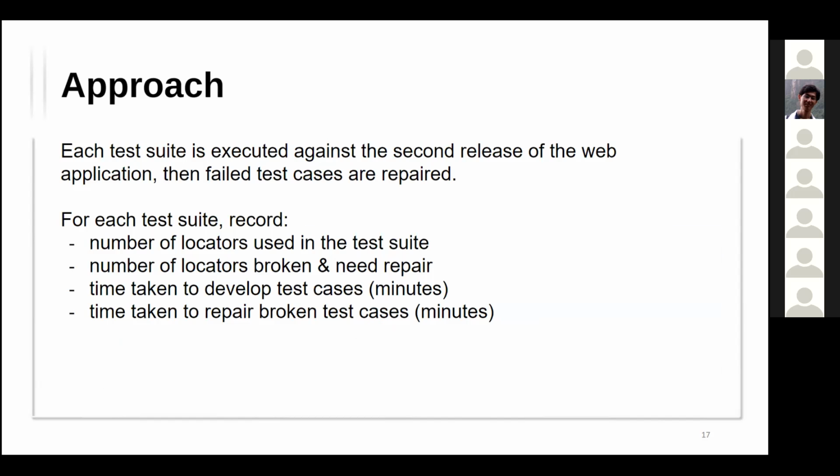So this part was a bit confusing, but it says that they executed the test suite against the second release of the web application and repaired the failed test cases. So what I'm assuming is that the test suites are made so that they don't fail on the first release, and then they test against the second release to see what breaks. And what's the definition of failure? Failure means that the assertions in the test cases fail, I think.